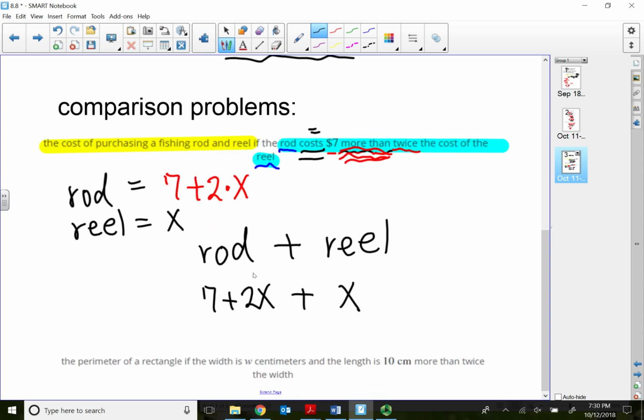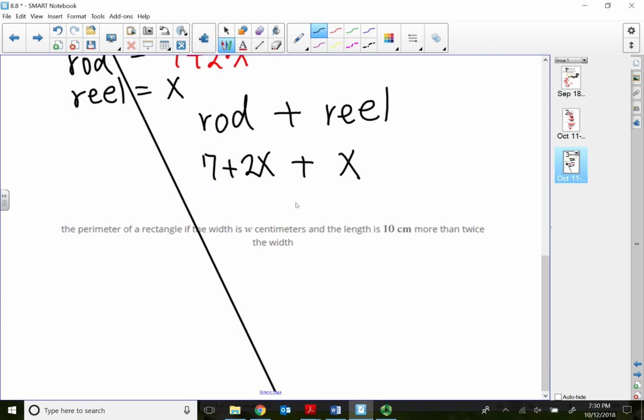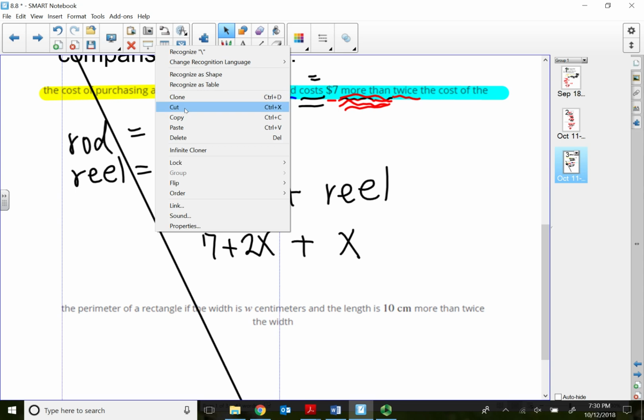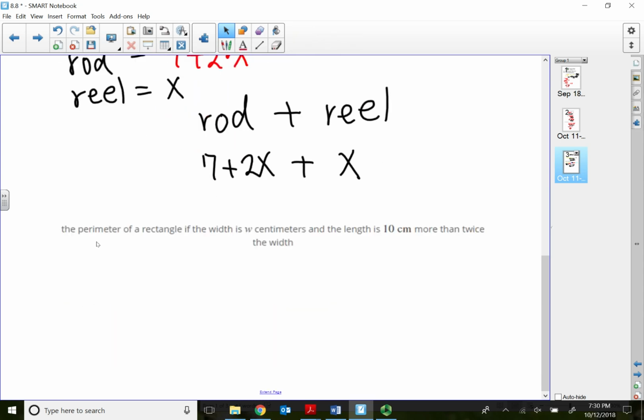Okay. So again, this is one piece of a big word problem that we are going to see in Math 108. All right, let's try another one, just like it. The perimeter of a rectangle. So my answer needs to represent the perimeter of a rectangle.